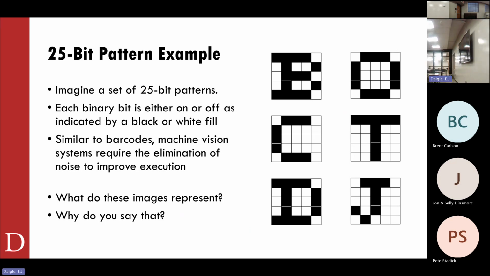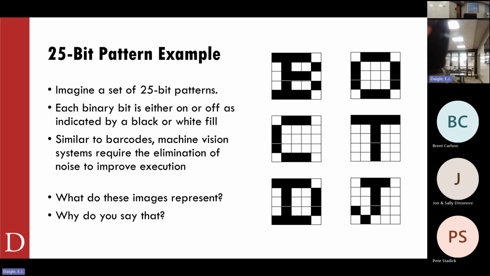Similar to barcodes, machine vision systems require the elimination of noise to improve execution. Like we talked about a minute ago, Bob said that one letter was a J, the bottom right's a J, but we can look at this B, O, C, T, D, G. Why do you say that? Because we recognize these letters. We've been trained to recognize these letters from our alphabet, right? So we need to train the machine vision system to recognize the pattern that we're looking for.